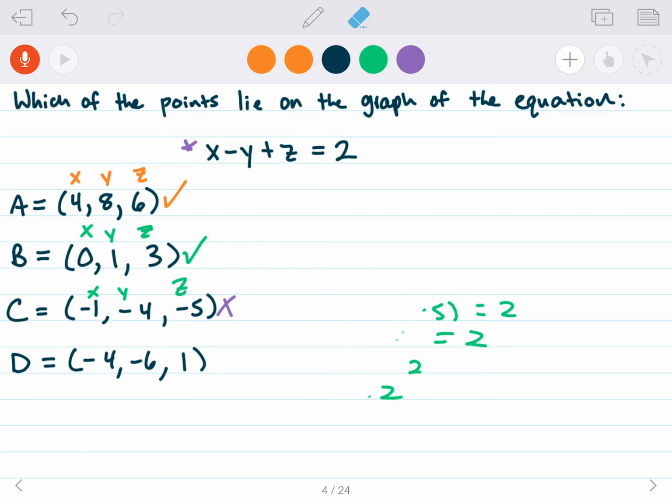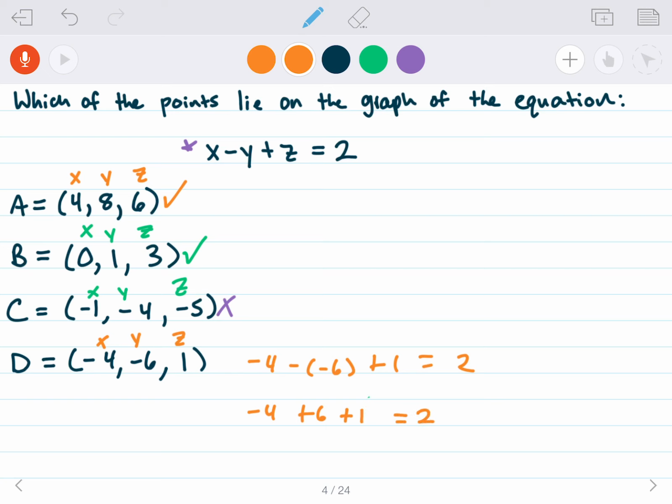And the last one, we have x, y, z. So negative 4 minus a negative 6 plus 1, is that equal to 2? Negative 4 plus 6 plus 1 equals 2. And we get 3 equals 2. So that's not true. All right, so the only two that lie on the graph are A and B.